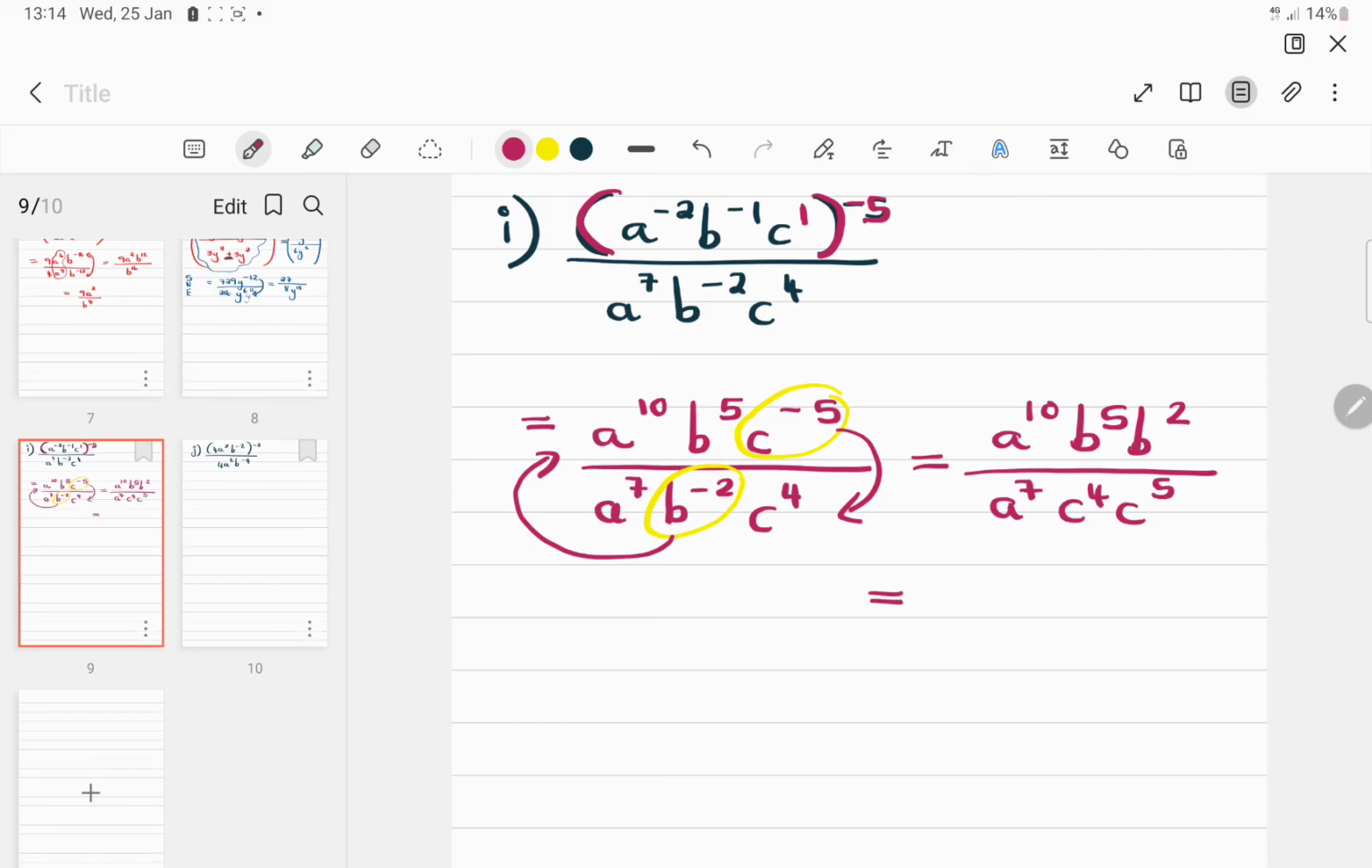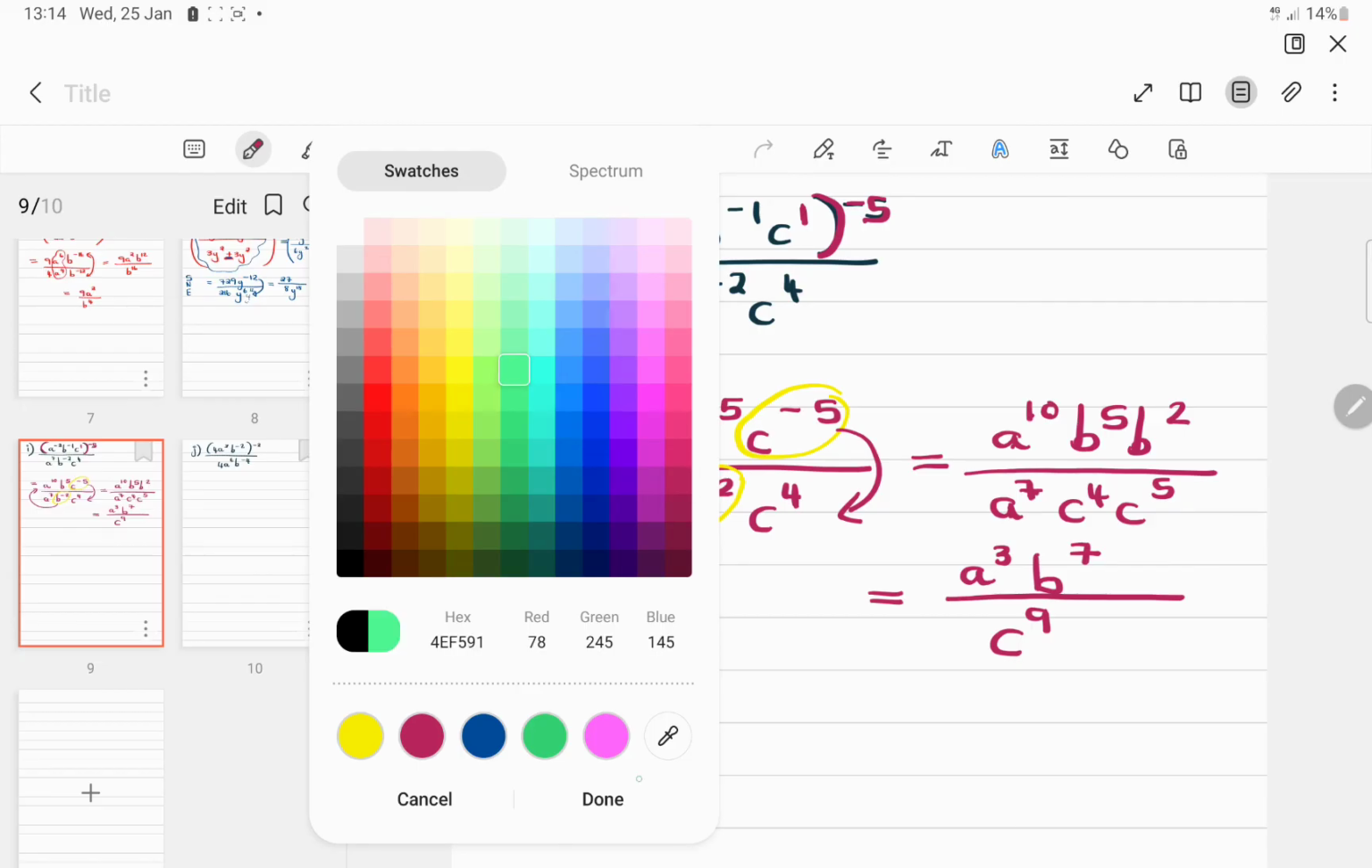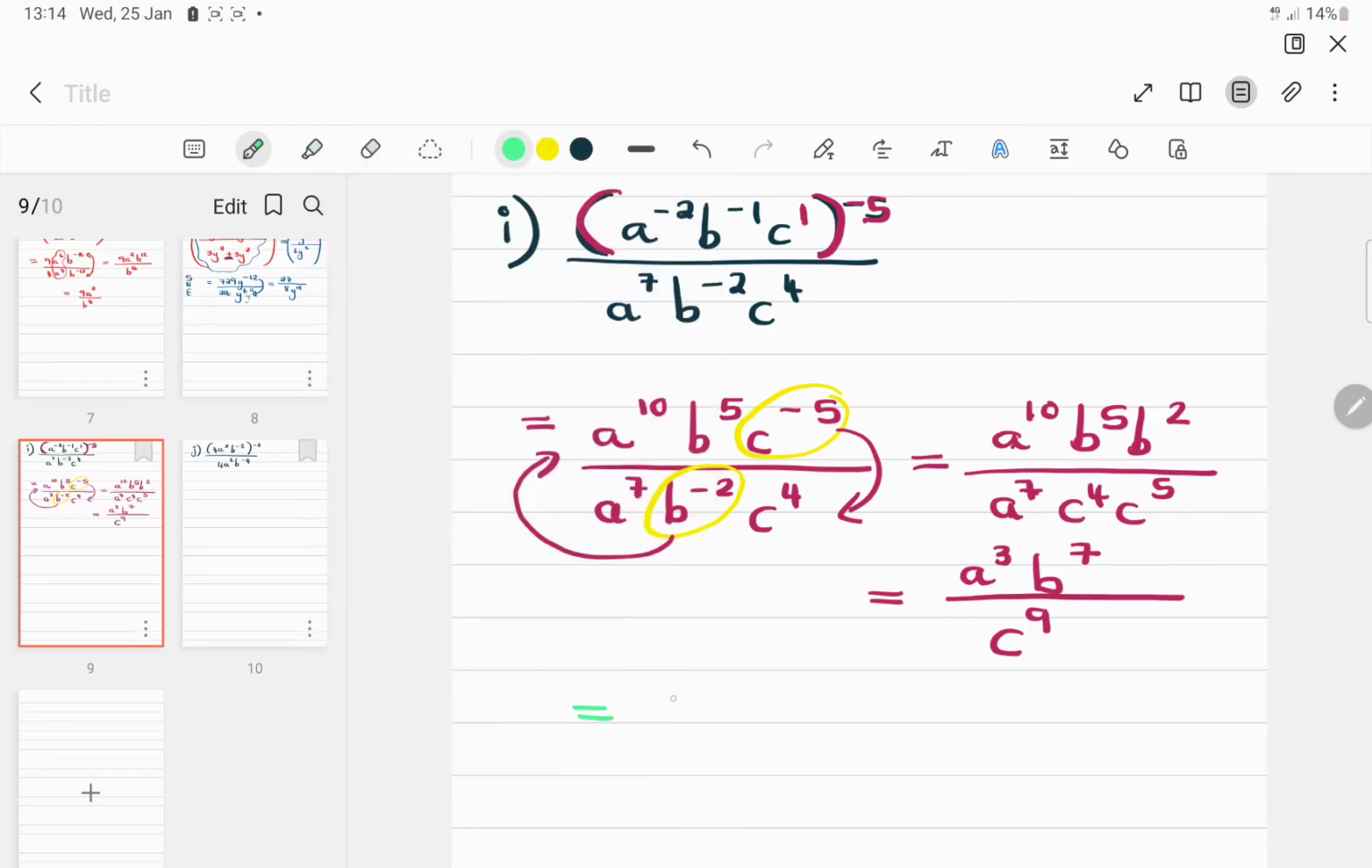And then we're just going to clean up. The A10, A7 can divide out. 10 minus 7 is 3. Where did my power lie? At the top. B to the power 5 and B to the power 2: keep your same base and add your exponents. At the bottom, C to the power 4 plus 5 is 9. And there's your answer. If you want to write it nicely, you can see A to the power 3, B to the power 7 over C to the power 9.